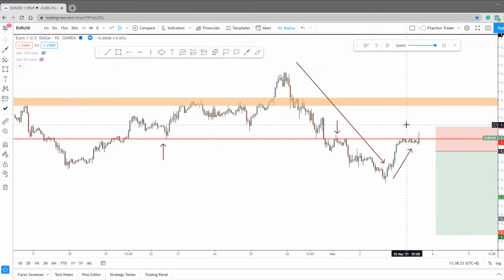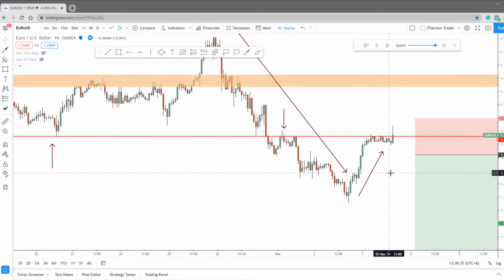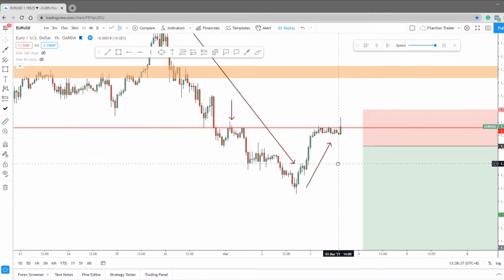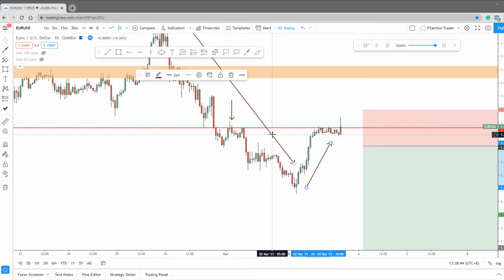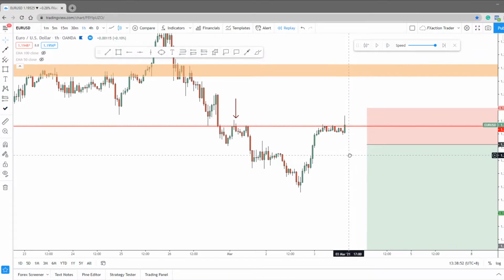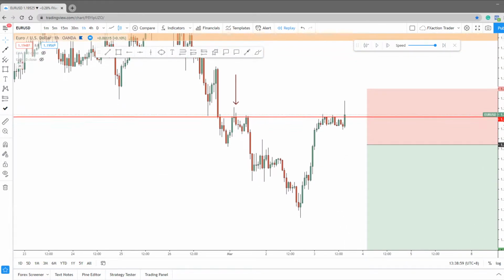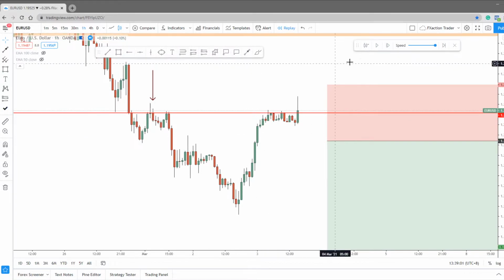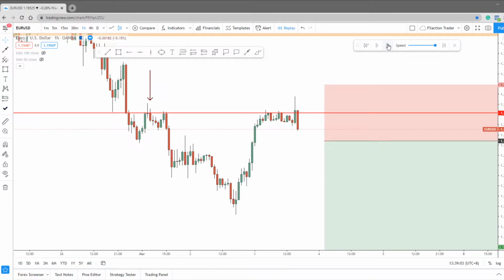So the third thing is that we have to look for the entry signal that aligns with our daily direction. So in this case, we should look for only sell signals, and we should ignore any buy signal in order to prevent us from counter trend trading. Here, market has retraced to the previous key level, and what we need to do now is wait for the entry signal for the sell trade. So let us keep the market moving.